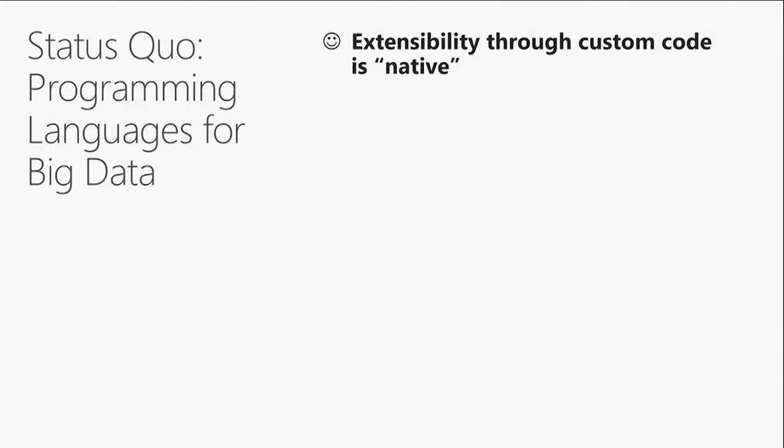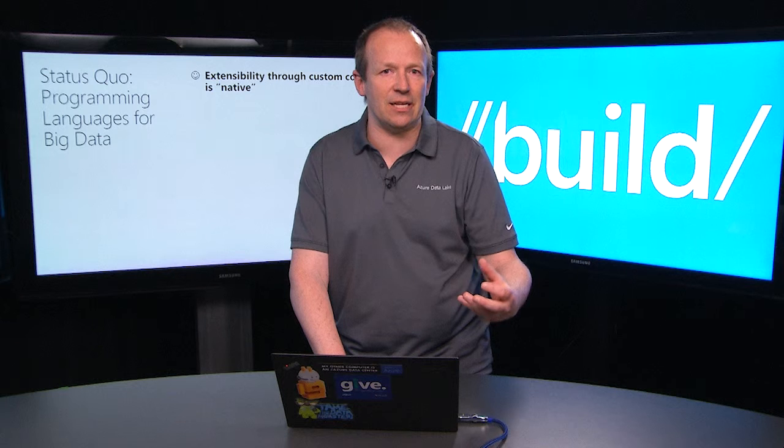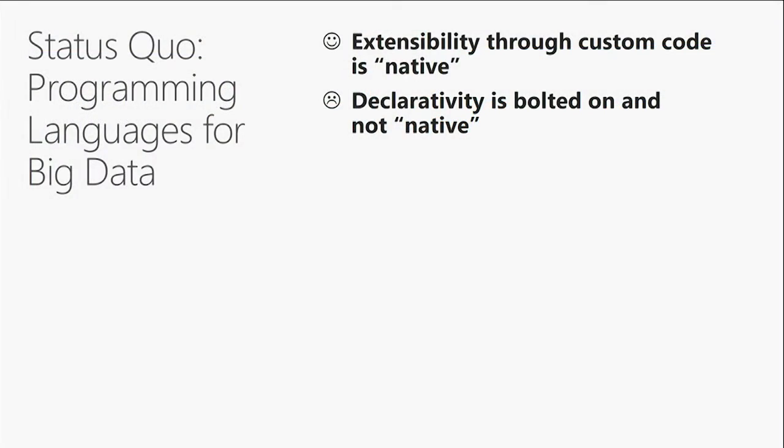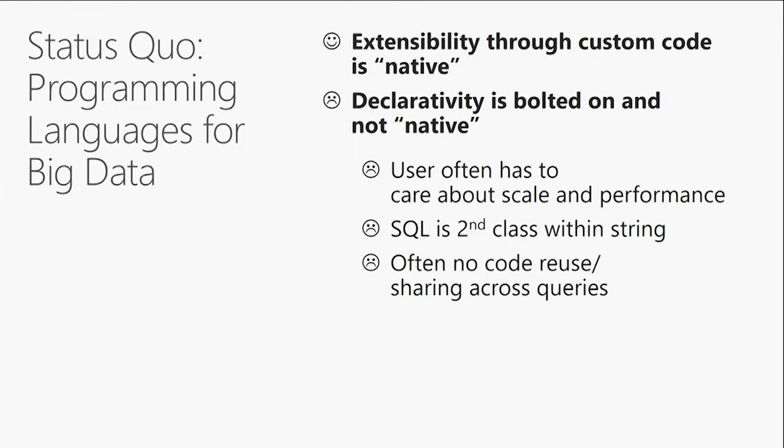If you look, on the other hand, at programming languages for big data, ranging from MapReduce-like languages up to higher level abstractions such as, for example, Spark in Scala or Java, of course, you have a lot of extensibility because the programming language gives you this extensibility for free. On the other hand, the declarativity is not native. It's often bolted on. You have to write a lot of custom code and a lot of boilerplate code to basically be able to scale out the code for you. So it often makes it that the programmer has to care about the scale and performance.